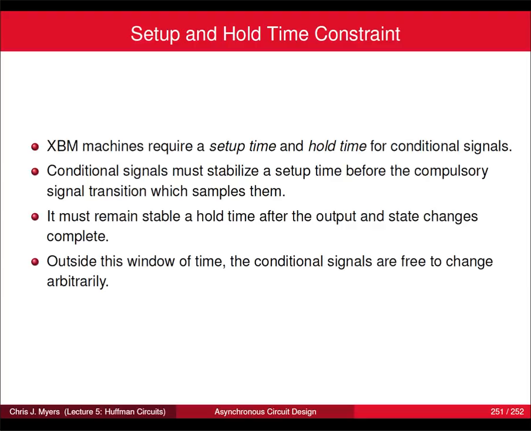So outside this window of time, the conditional signals are free to change arbitrarily. But within that window, you need to be very careful about changing those signals, because they're sampled signals, and you don't want to sample a signal that's changing. Does that make sense? It's very similar to the synchronous setup and hold time constraint.